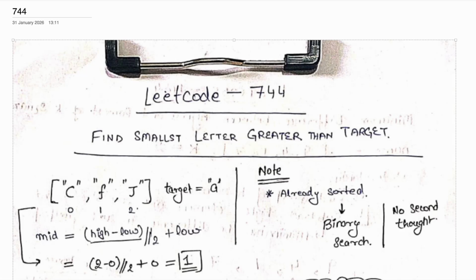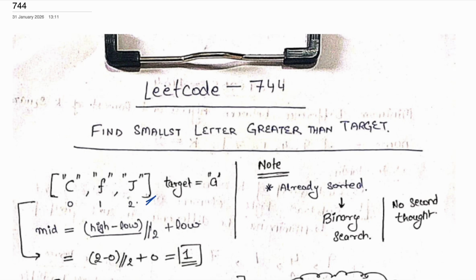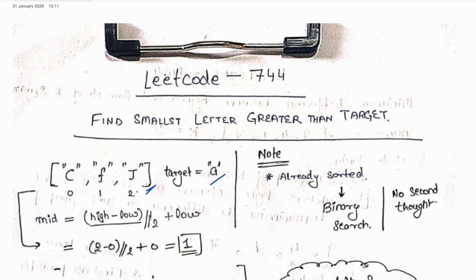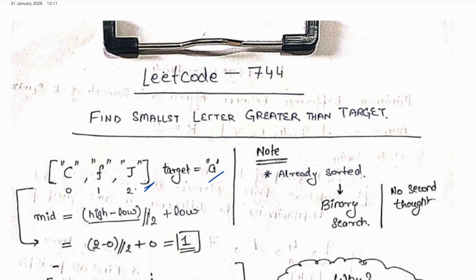Today the problem that we are trying to solve is LeetCode 744, finding the smallest letter greater than the target. So we are given this alphabetical array and a target alphabet, and we need to find the element in the array that is greater than the given target. Now one thing that has been given is the list is already sorted.